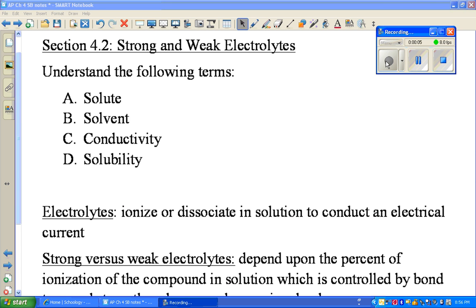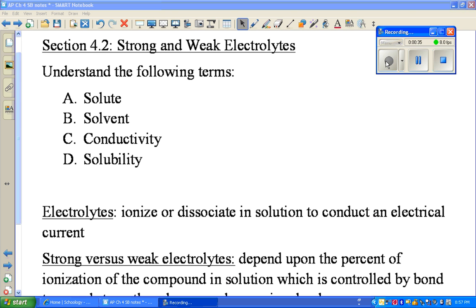Good evening. We are going to continue with Chapter 4. And this section has to do with strong and weak electrolytes. I hope when you hear the word electrolyte, you're probably thinking of some commercials that you see on TV, or thinking about some Powerade or Gatorade to replace some of those electrolytes that you've lost in your body when you've worked out hard and sweat out some of the salt and stuff that's in your body. So in order to do this, we need to understand the following terms.